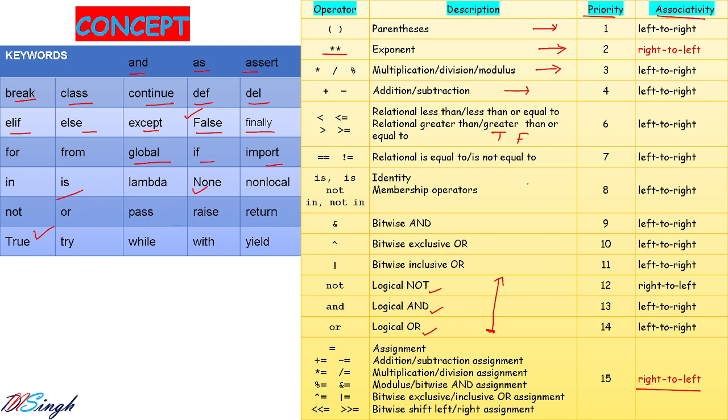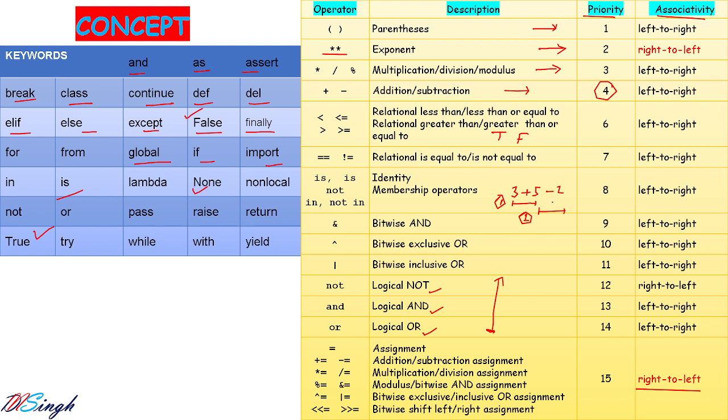What is the difference between priority and associativity? If an expression has operators of the same priority, like if I write 3 plus 5 minus 2, there is a problem: will we calculate 3 plus 5 first, or will we calculate 5 minus 2 first? Which one comes first? Because plus and minus both have the same priority, that is 4.